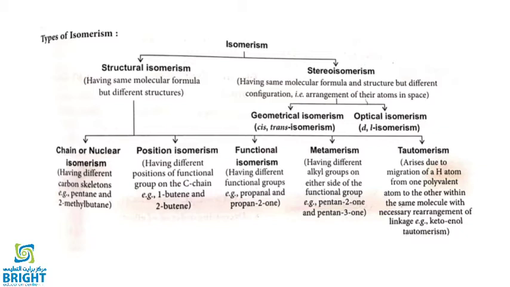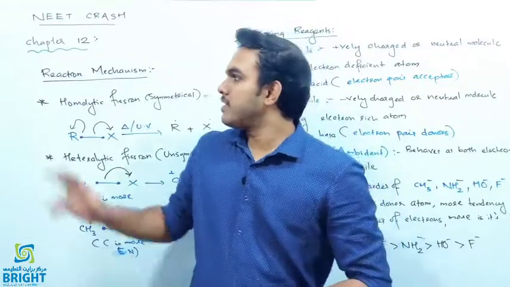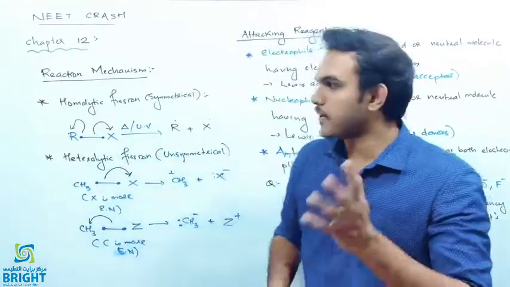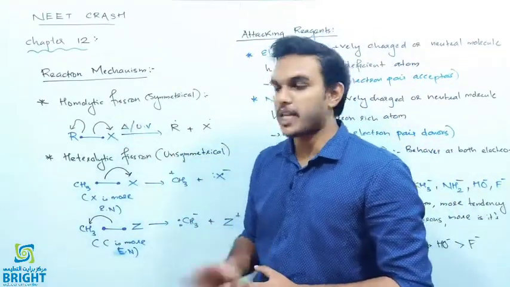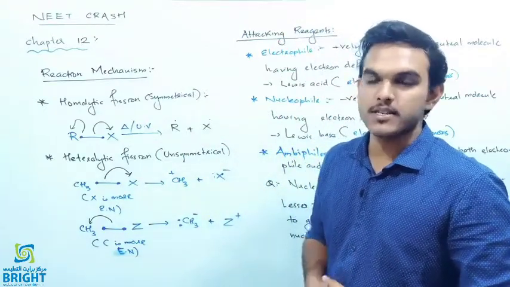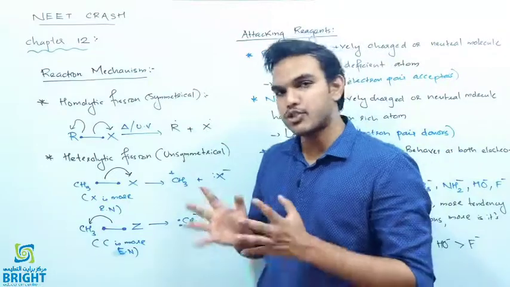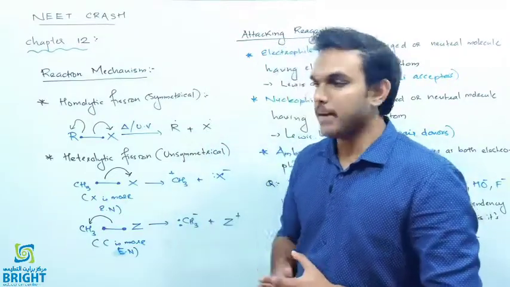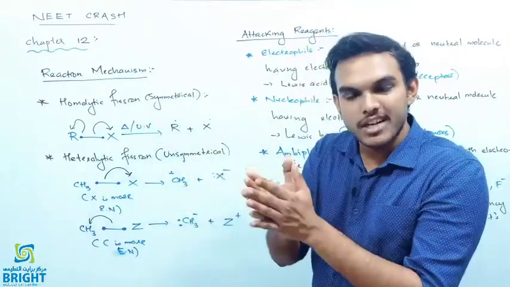Okay. We will go to the next topic. Now we are dealing with some of the reaction mechanisms. First of all, we are dealing with homolytic fission, and then heterolytic fission. These are the two fissions we have to discuss. It's a very simple topic. Homolytic fission is a symmetrical cleavage.